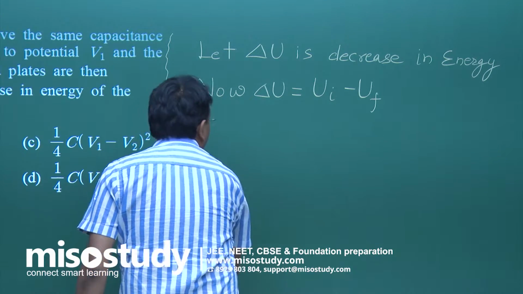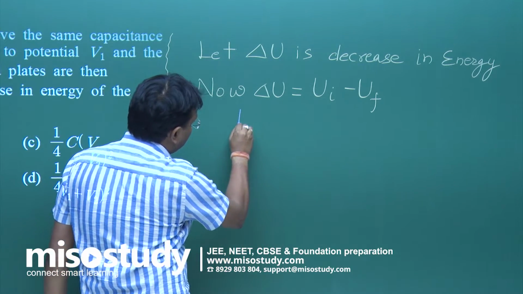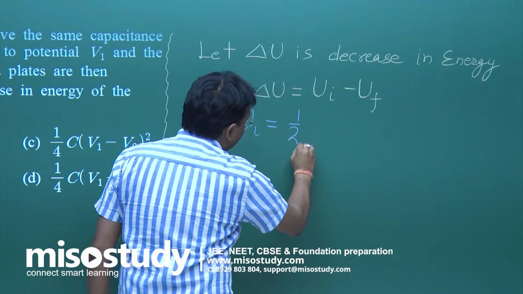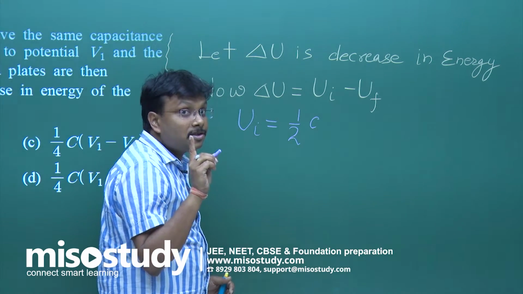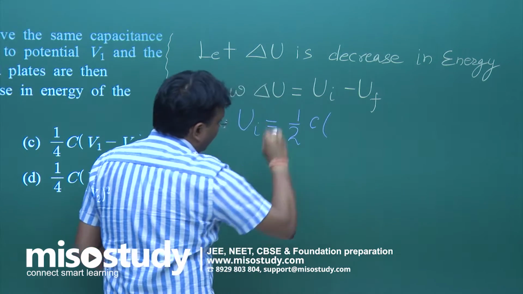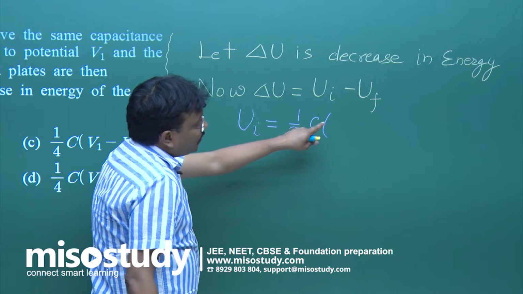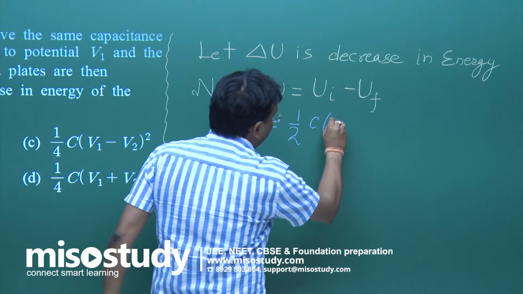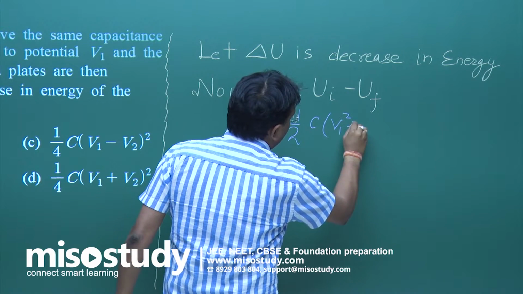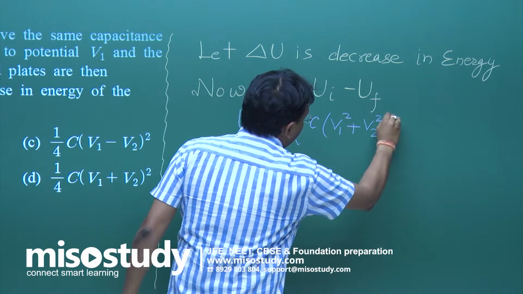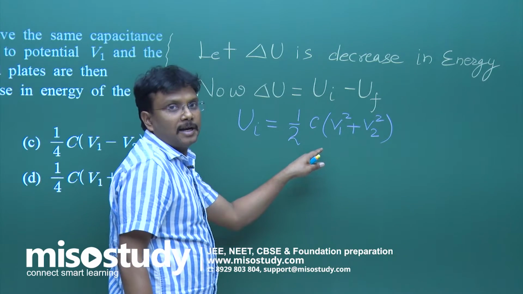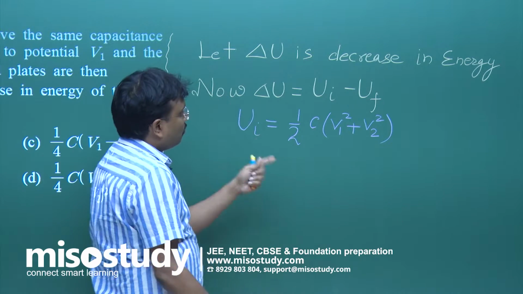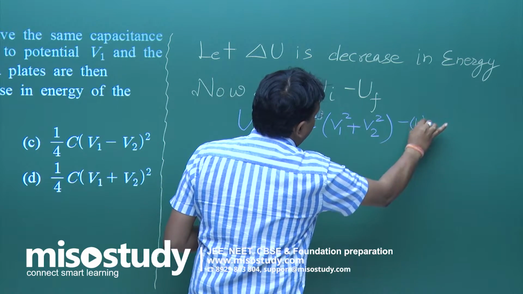So, using a different color chalk, U initial is equal to half C, because capacitance is the same, half C times V1 square plus V2 square. Half C V square is the general result. This is the initial energy of the system, the initial energy of both the capacitors. Let us say equation number 1.